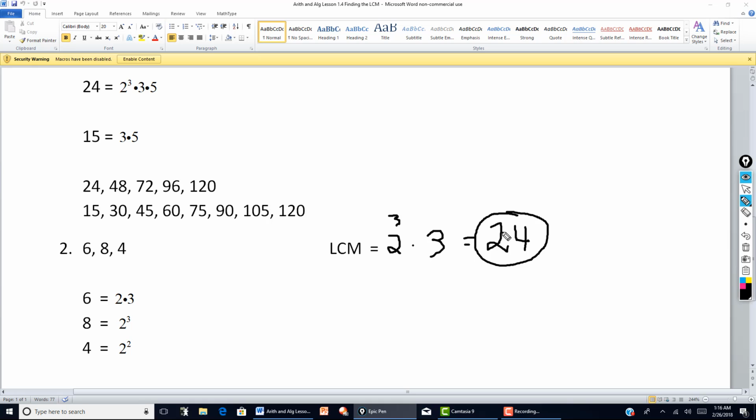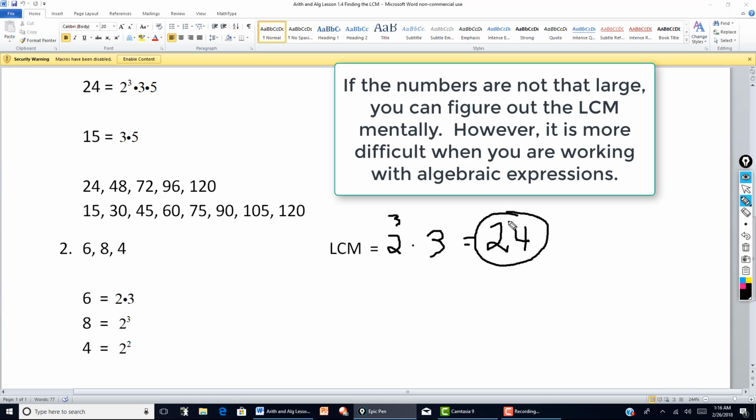That's the smallest number that all of these three will divide. You can see 6 will go into 24 4 times, 8 will go into 24 3 times evenly, 4 will go into 24 6 times, and so on. So this is the way I would prefer you work this problem, because it'll help you when you get into the algebra.